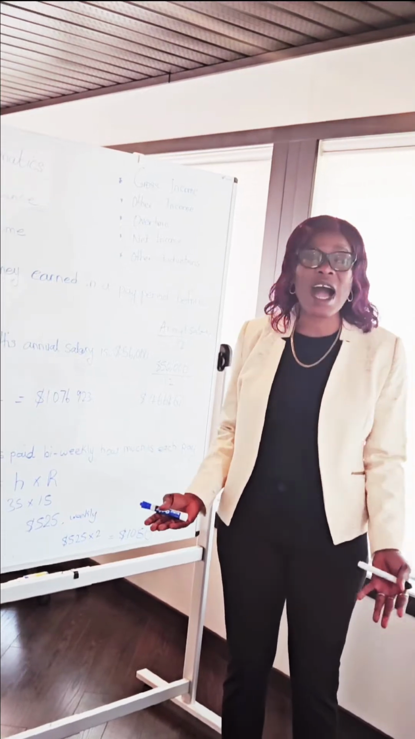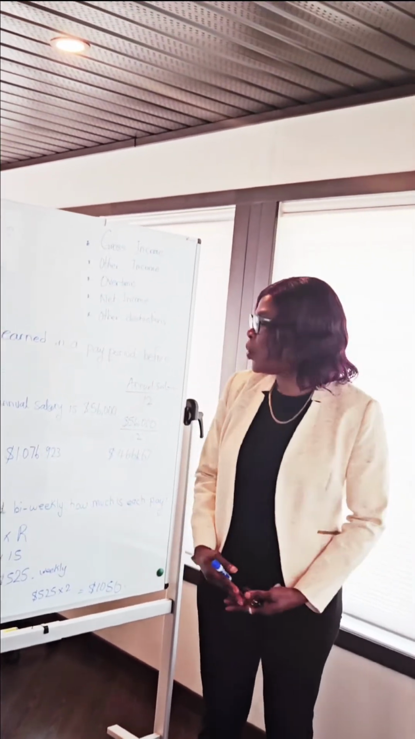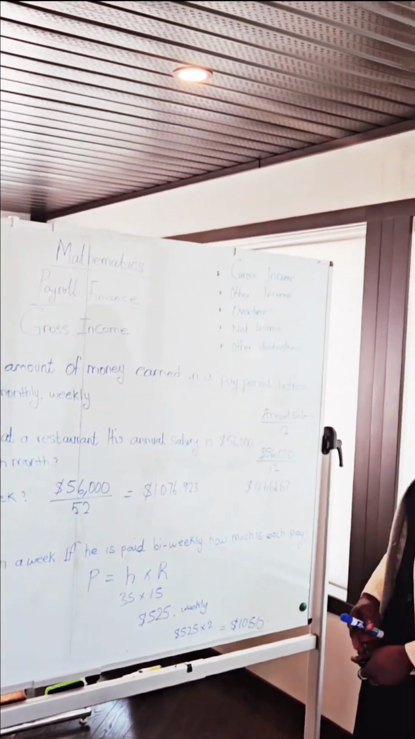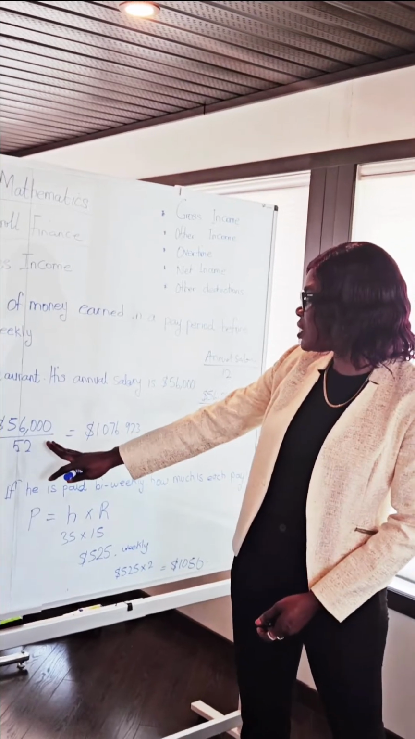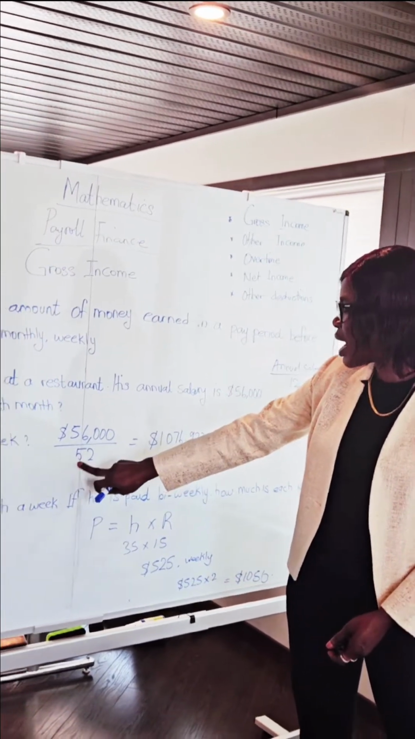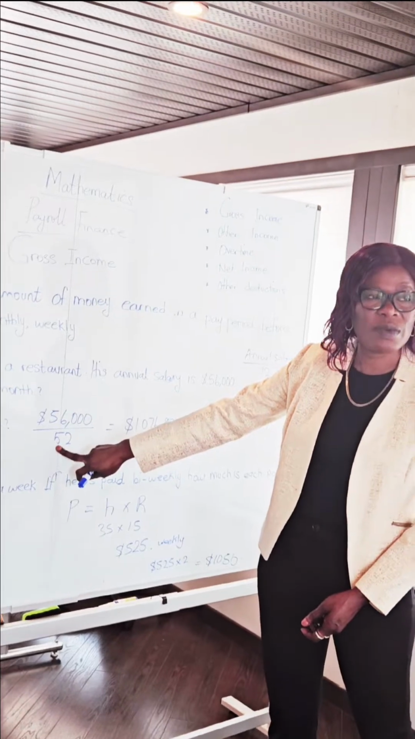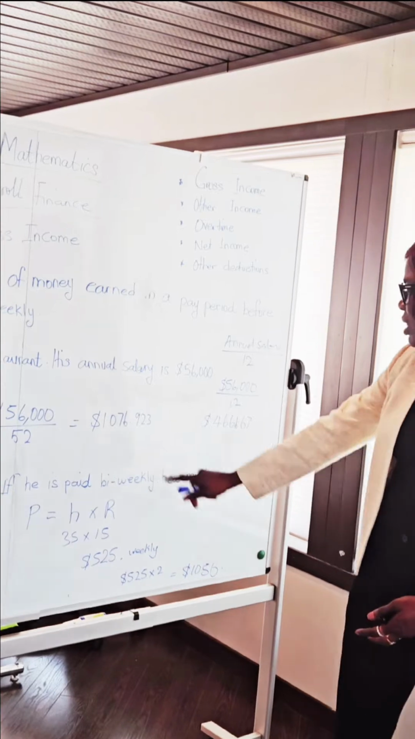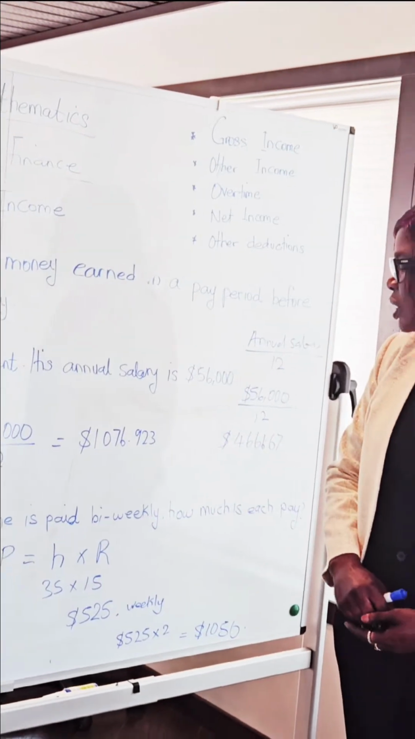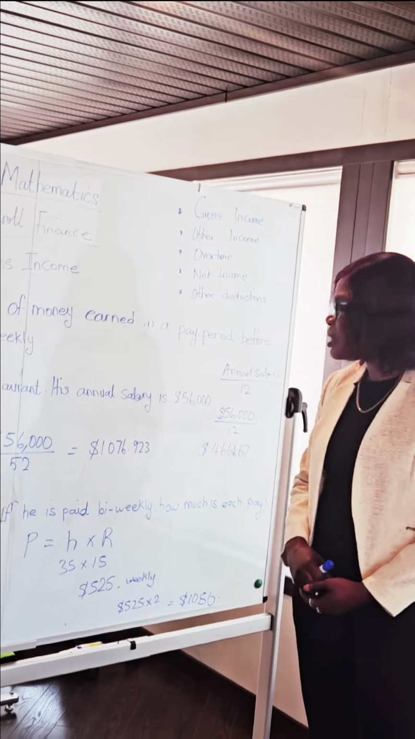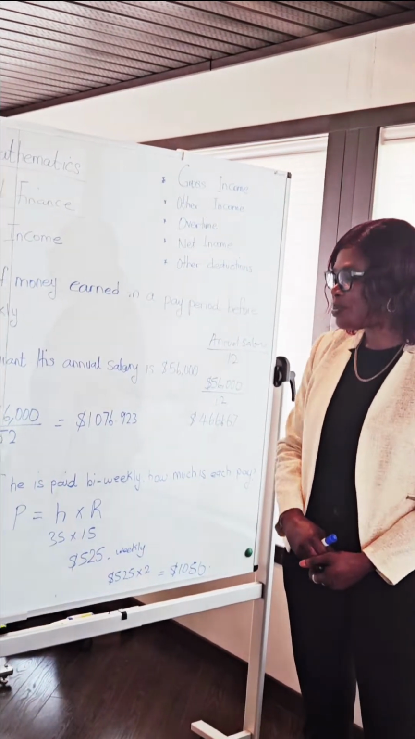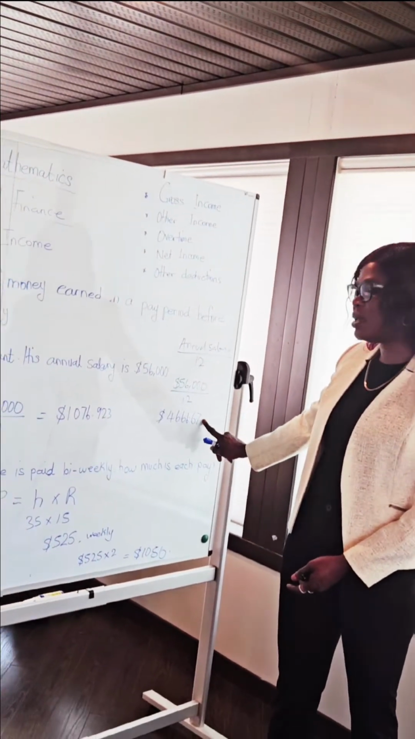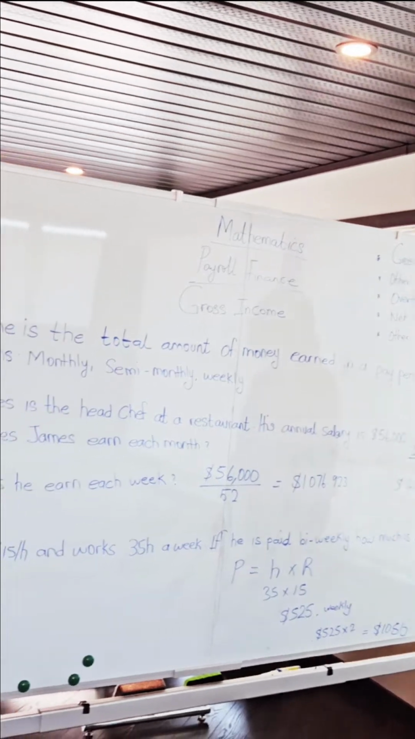Because of that, we don't use 4 weeks for 1 month. Rather, we go with how many weeks we have in a year. We have 52 weeks. So all we need to do is divide the annual salary of James, which is $56,000, by 52. So 56,000 divided by 52 will give us $1,076.93. That's how much James will earn weekly. So this is weekly and this is monthly for James.